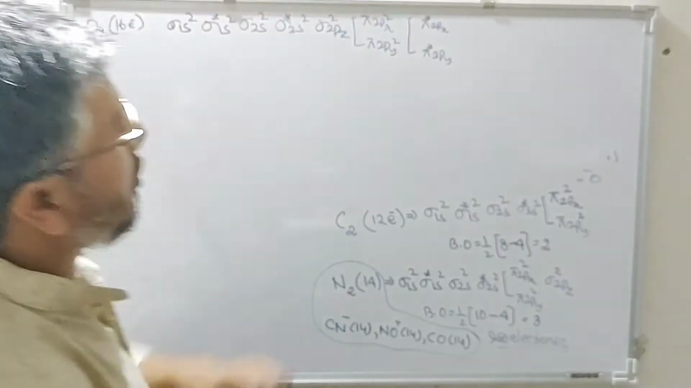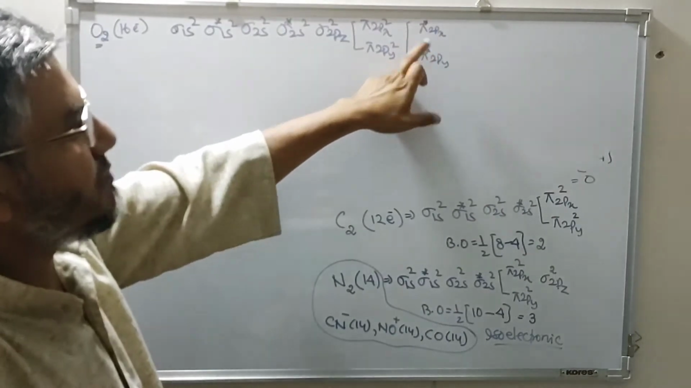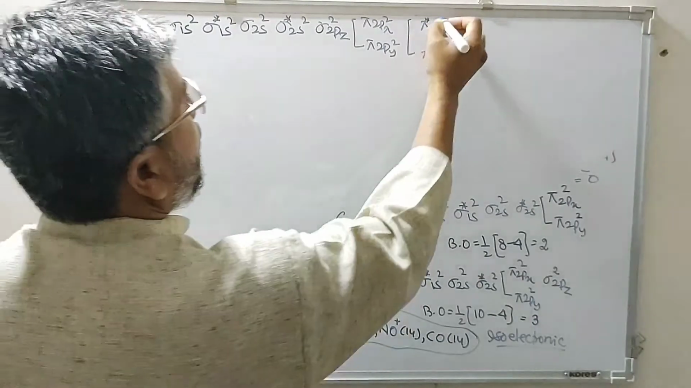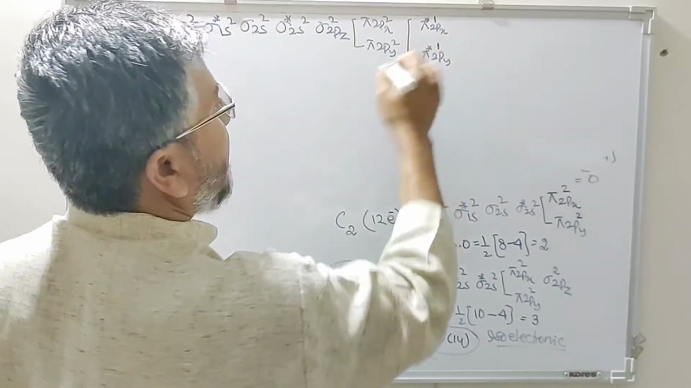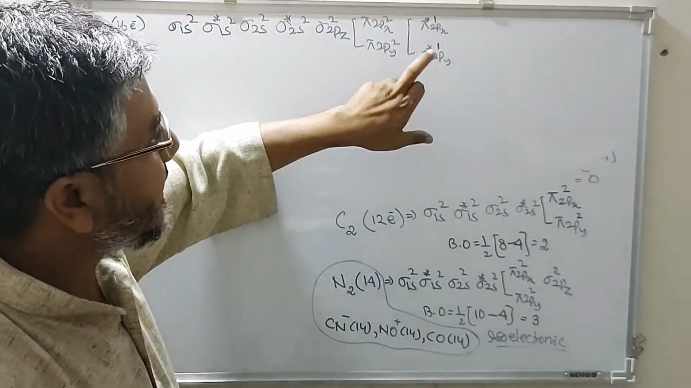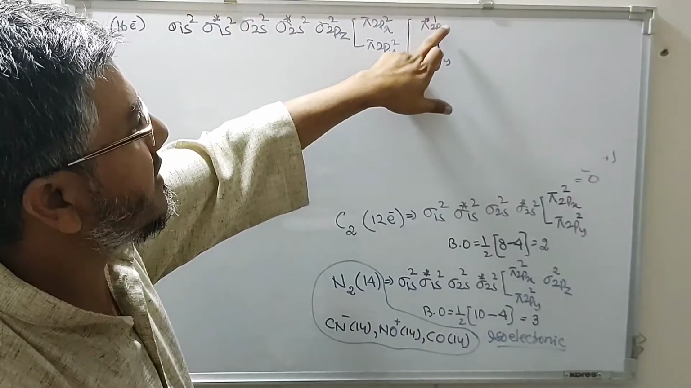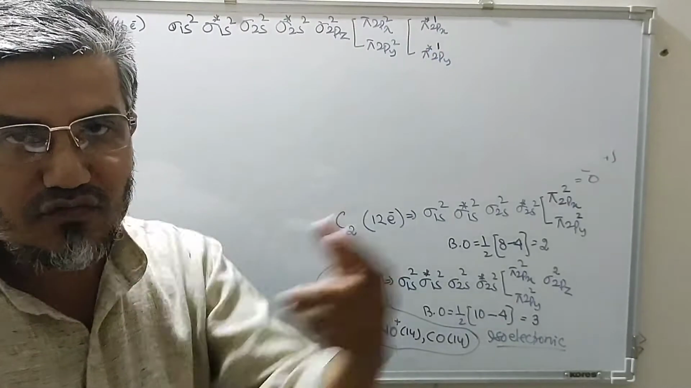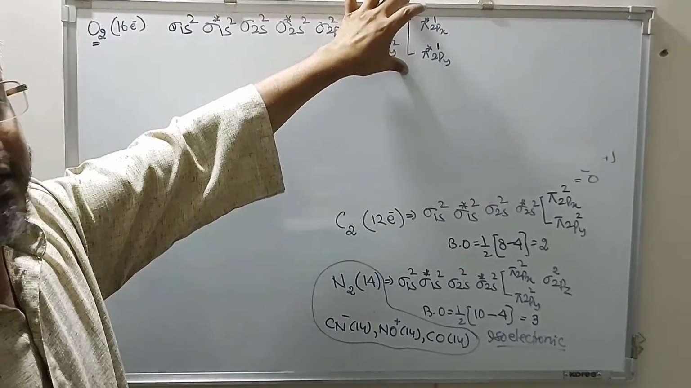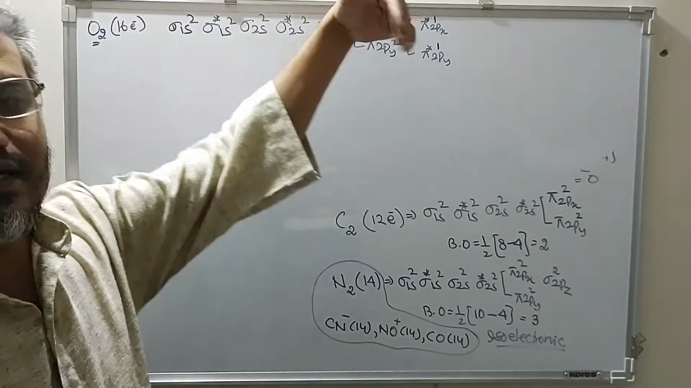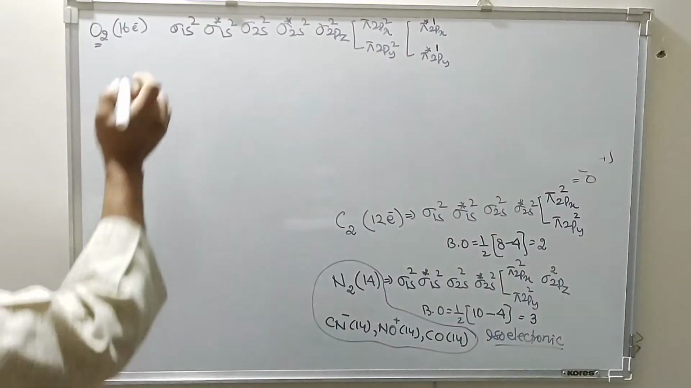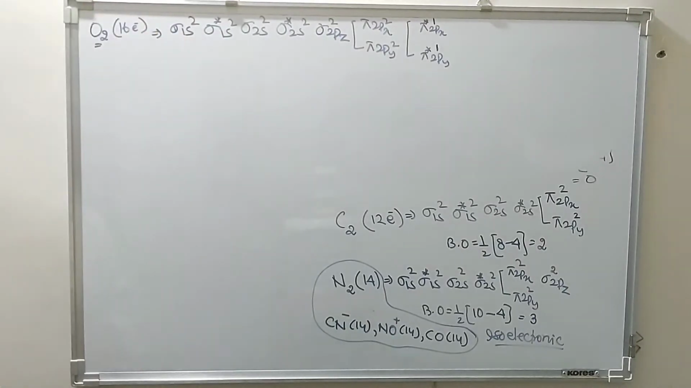Now since these two orbitals, pi star 2px and pi star 2py, are degenerate, having the same energy level, according to Hund's rule both of these should be first singly occupied followed by pairing. Without these two orbitals being singly occupied, we cannot place both electrons in pi star 2px or pi star 2py. That configuration will be wrong. That is a violation of Hund's rule. So whenever we have degeneracy, the degenerate level should be singly occupied first, followed by pairing. So this is the electronic configuration of oxygen.